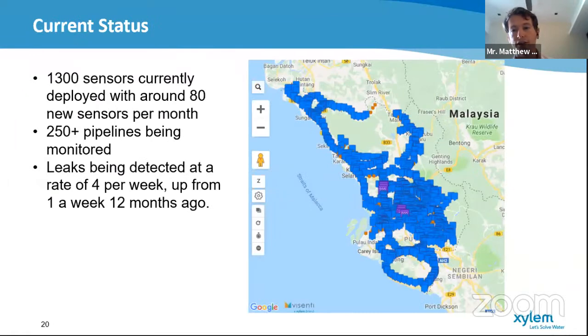So at this time, current status of the project, even with the MCO slowing things down, we're around 1,300 sensors currently deployed, and with around 80 of these going in every month. That's covering approximately 250 pipelines across the state and enables us to detect around 4 leaks per week. Some weeks we have 7, which is a leak a day, some weeks we have a little less. And as we install more sensors, this is steadily going up. So a year ago, when we had less sensors installed, we were detecting around 1 leak per week.